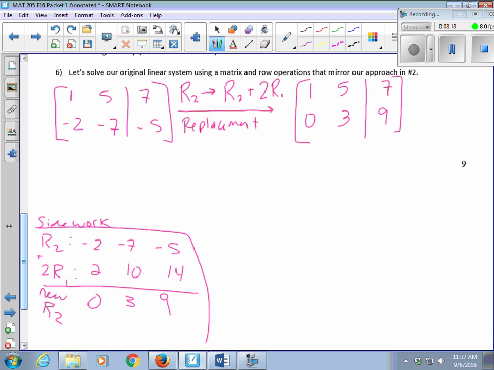All right, next. I'm going to scale one of my rows. If we scale row 2, row 2 is going to get replaced by 1/3 of row 2. Notice that row 1 doesn't change at all. It's going to be 1, 5, 7. And row 2, if I multiply each of these entries by 1/3, I get 0, 1, 3.